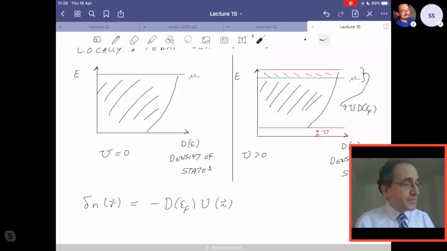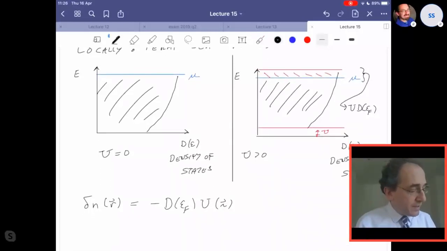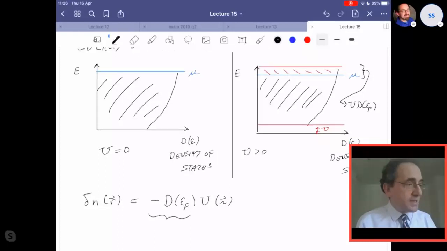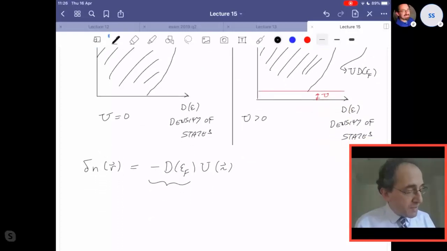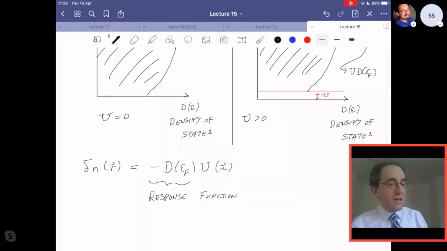So this prefactor here, minus D at the Fermi surface, is known as the response function. We might call it chi later on, but we're going to normalize chi with factors of the electron charge, so we've got to be a little bit careful. Right now, we'll just call it the response function.